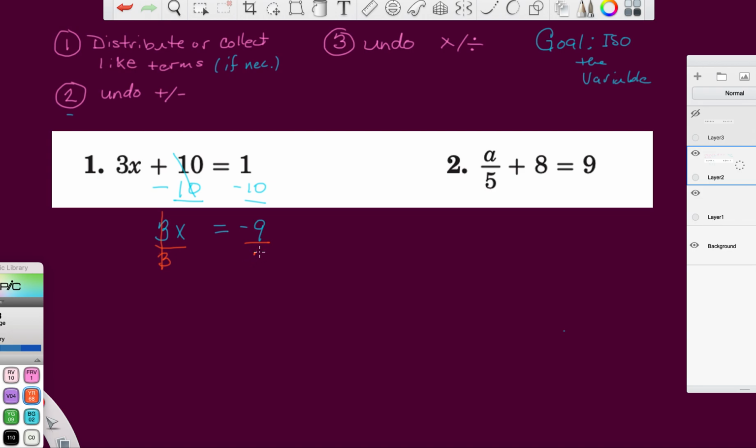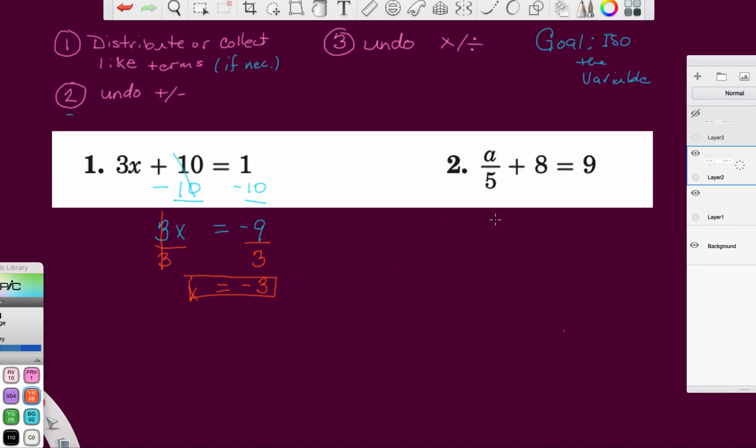And if I divide over there, I have to divide over here because that's what the division property of equality states. I have to do it to keep this thing equal. So I have x equals negative 9 divided by 3. There's only one negative there, so this whole thing is negative. Negative 3 is my answer.